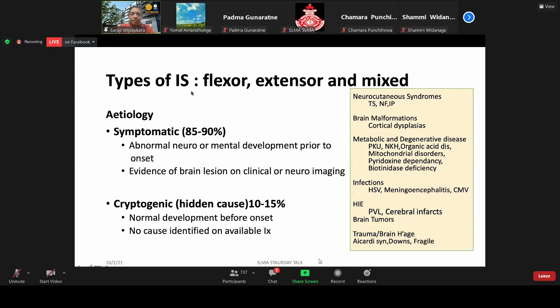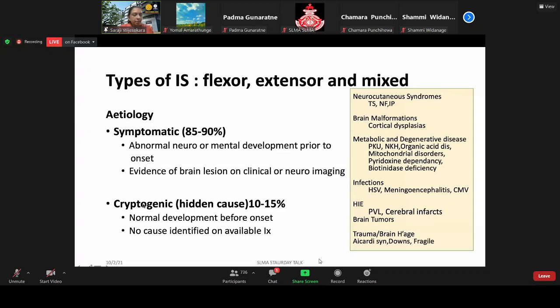So types of infantile spasms could be flexor. What you saw is an extensor type, and it could be mixed as well. Then when you consider the etiology, the vast majority, more than 90%, are symptomatic. That means there had been some abnormal neuro or mental development prior to the onset, like in this child who didn't have any head control or social smile, and evidence of brain lesion on clinical or neuroimaging. So you can see the reasons: neurocutaneous syndromes, brain malformations, metabolic causes, infections, HIE. All these are causes for symptomatic infantile spasms.